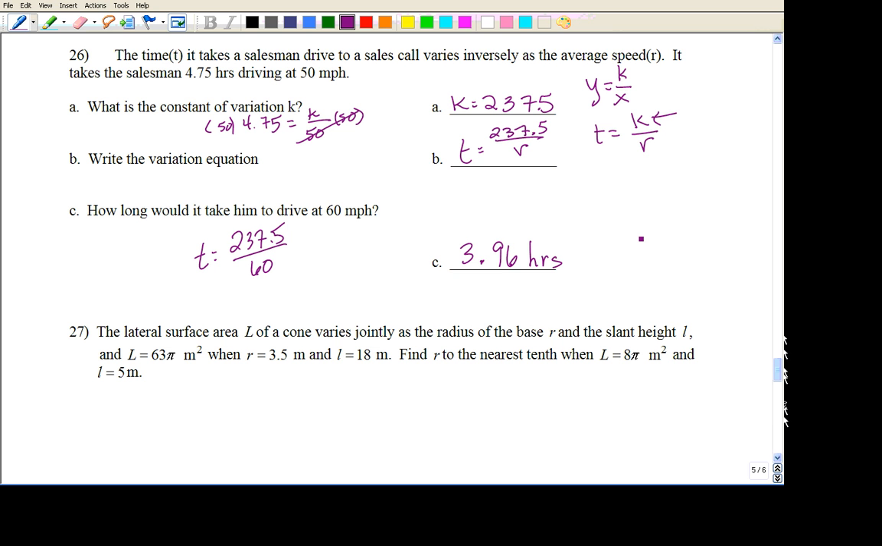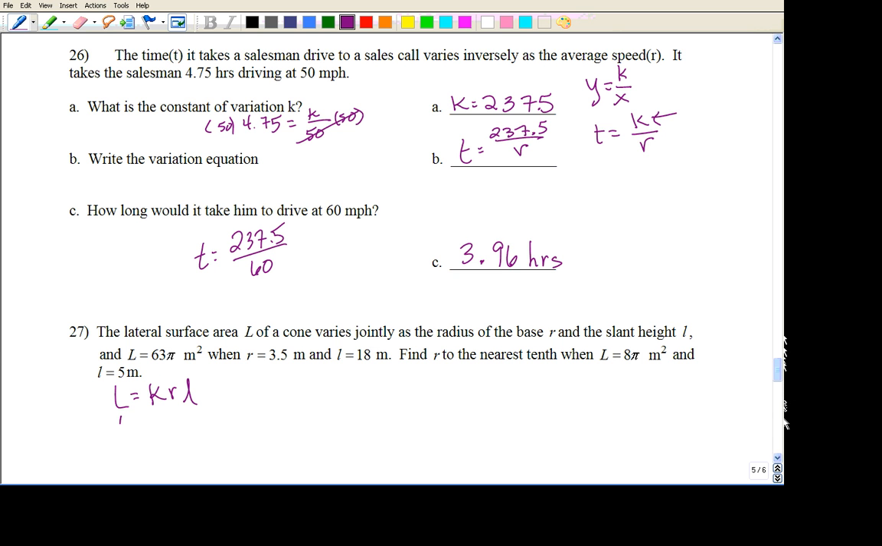On number 27, the lateral surface L of a cone, so there's our first variables, we'll have L equals, the K always goes after the equal sign, jointly as the radius of the base R and the slant height l. So we'll put times R times little l, okay? And so L equals 63 pi square meters when R equals 3.5 meters and l equals 18. So it gives us an almost complete scenario here where we just have to find the value for K.